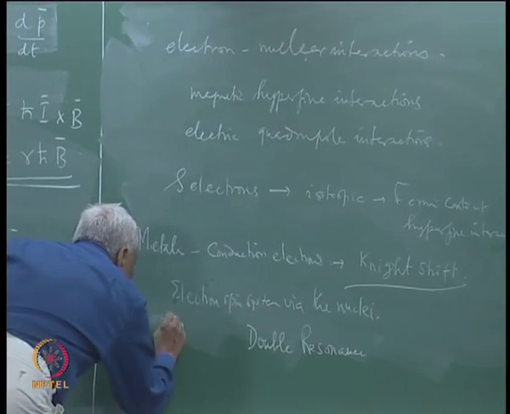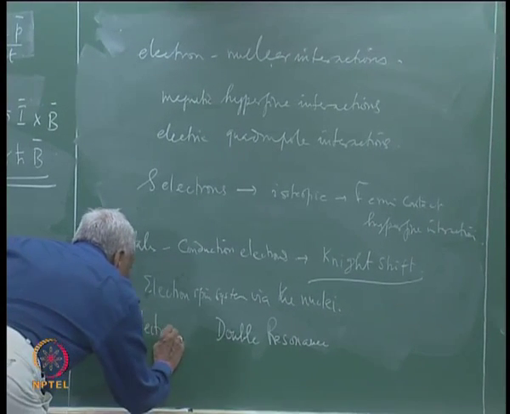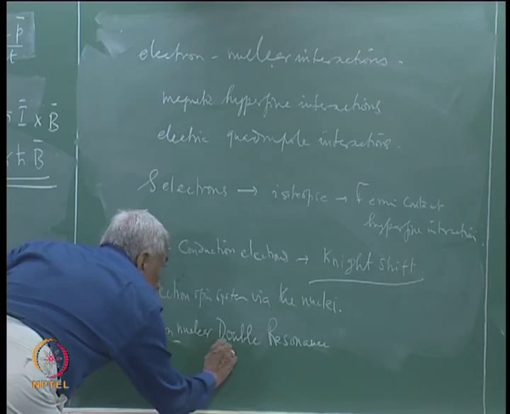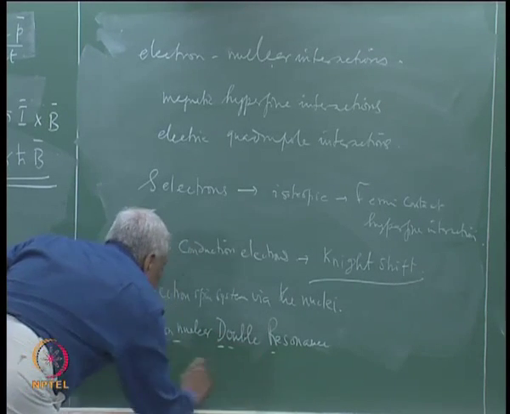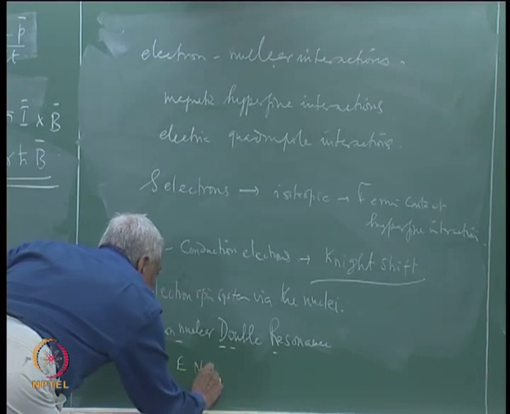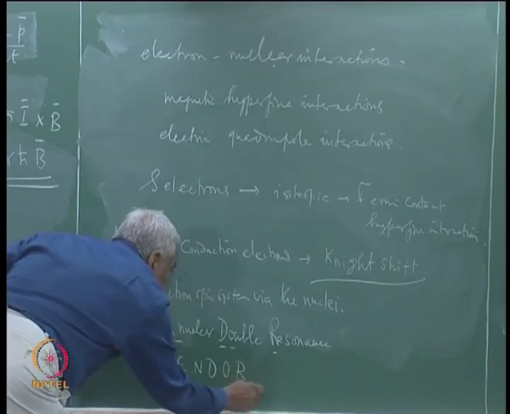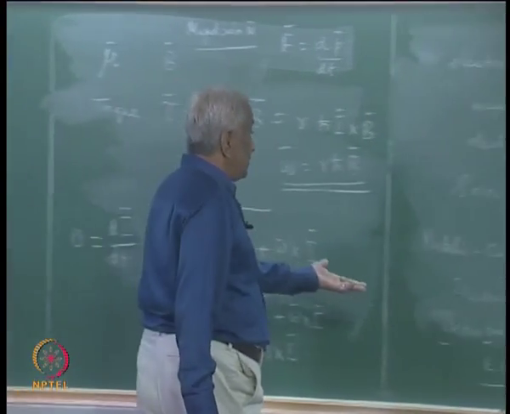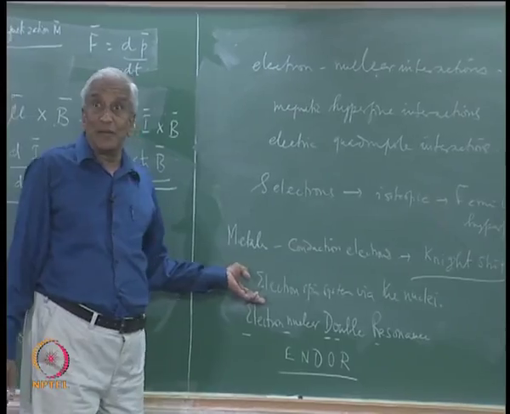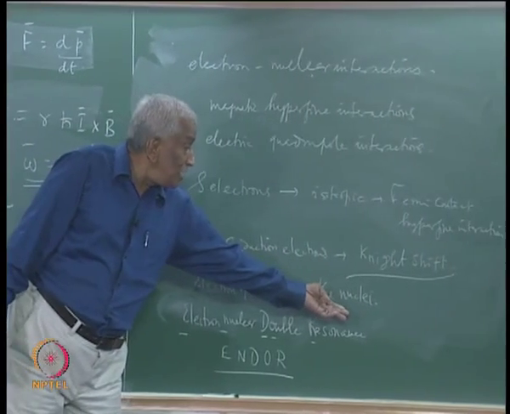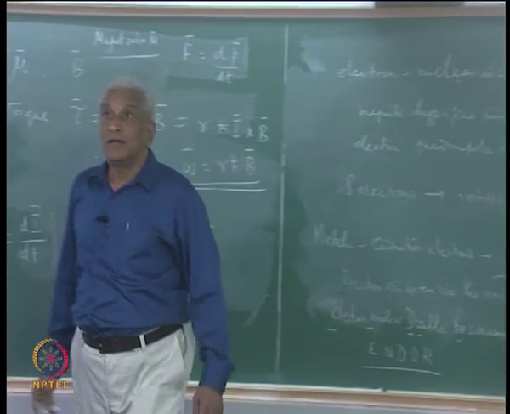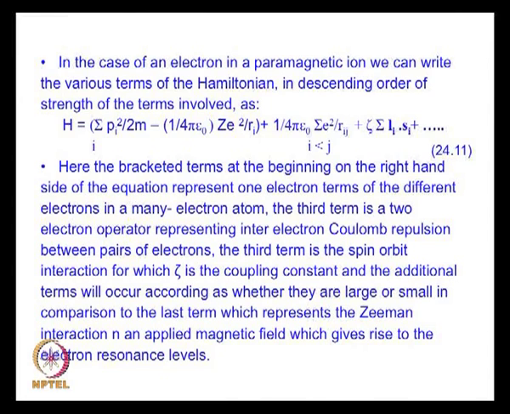In this case, it is known as electron nuclear double resonance, ENDOR. So, the double resonance technique is of great interest, because you can use the sensitivity of the electron spin system and measure a relatively weak spin signal which occurs in the nuclear system via the electron coupling.